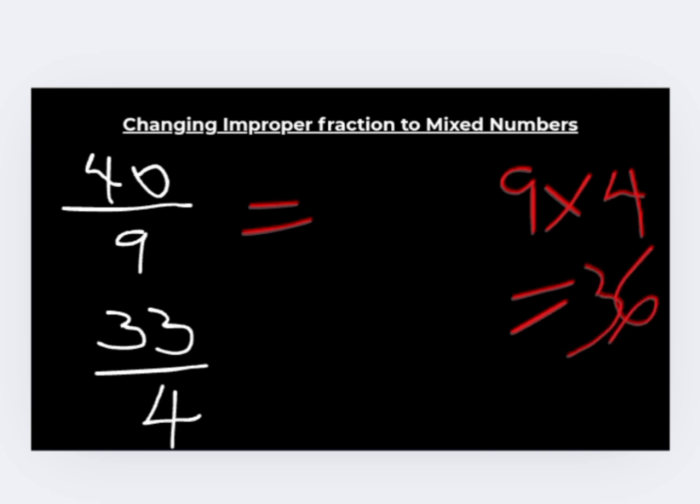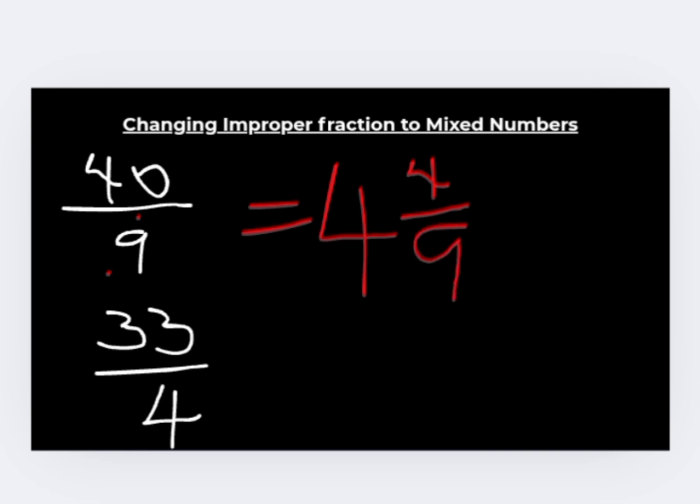Okay, so we're going to write the 4. Now we're going to ask ourselves 40 minus this 36, and that will give us the remainder 4 all over this 9 as our denominator here. That gives us the mixed number. So let's move on to the next.